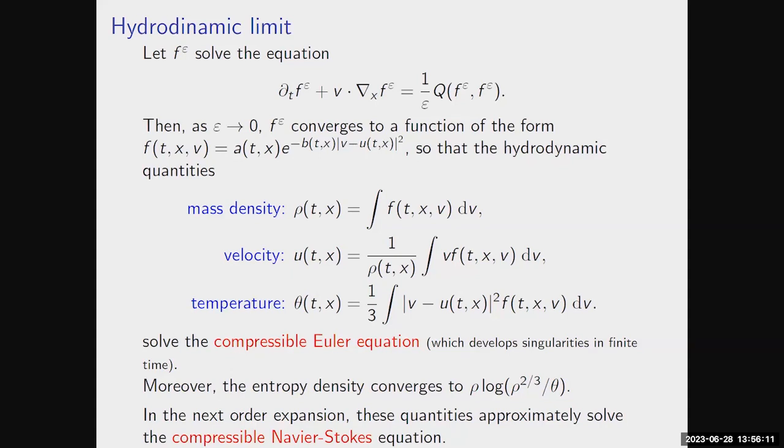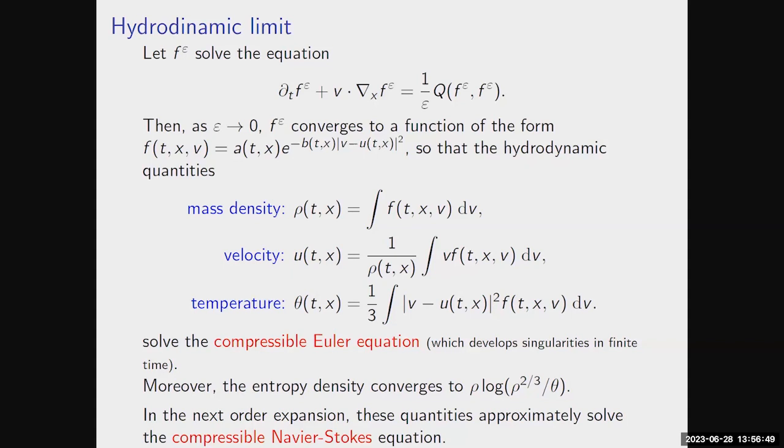So if we follow the mass density, which is the integral of f with respect to v, the velocity density, and the temperature density, then these quantities should converge as epsilon goes to 0 to a solution of the compressible Euler equation. Now, the compressible Euler equation develops singularities in finite time. The fact that a limit of the Boltzmann equation develops singularities in finite time doesn't necessarily imply that the Boltzmann equation will develop singularities in finite time, right? So that cannot really imply anything by this observation. But what should we believe?